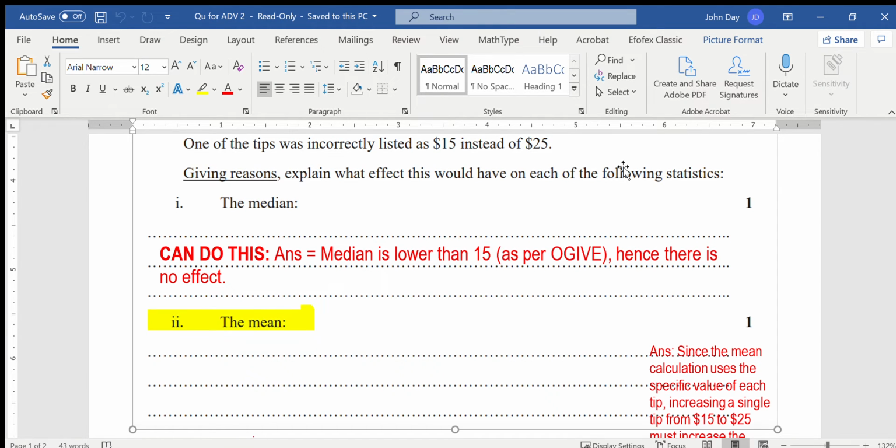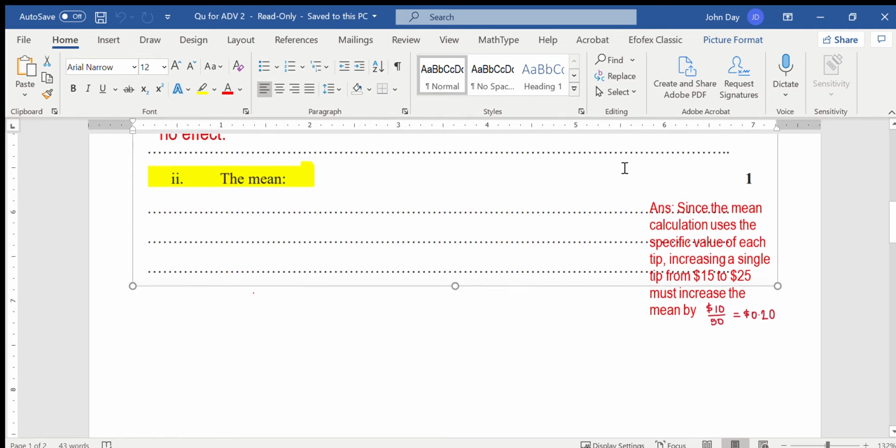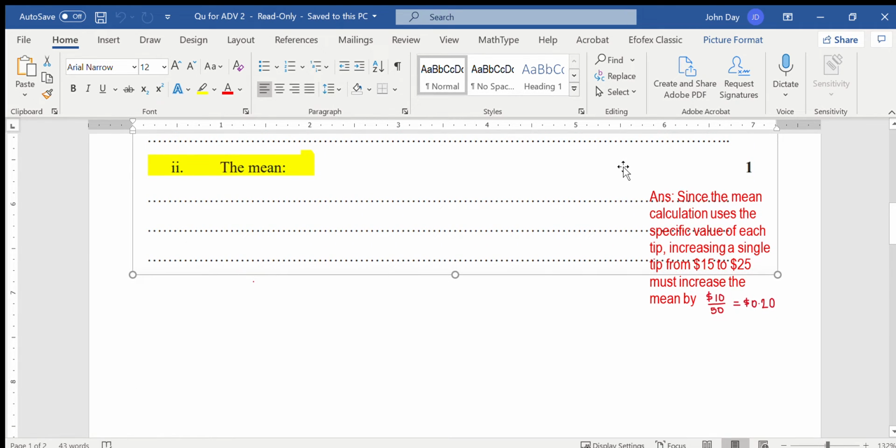Well, on the mean, if it's supposed to be 25, but you only call it 15, then clearly the mean's going to be lower. I don't think you need to be so specific as what they're saying. They just said, what's the effect? Like it makes it lower. And that's because the sum of all the tips will be $10 lower, won't it?